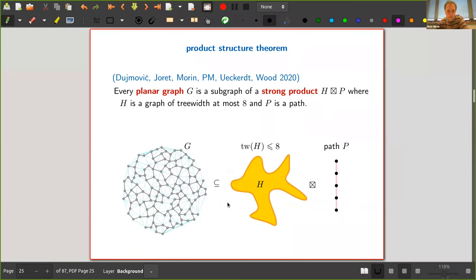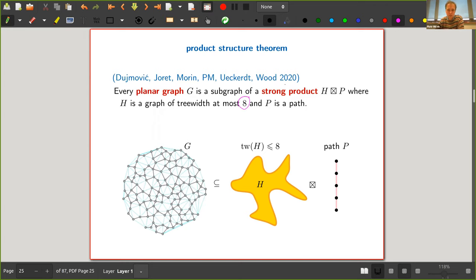So that's a strong product of 2 graphs. And the product structure theorem, proved by Dujmović, Joret, Morin, myself, Ueckerdt, and Wood, is a result that every planar graph is a subgraph of a strong product of 2 graphs where one has bounded treewidth, at most 8, and the other is a path. Yeah. So think about your planar graph as complex. You can find it in the product of 2 relatively simple graphs, okay? That's the result, and that's the tool here.